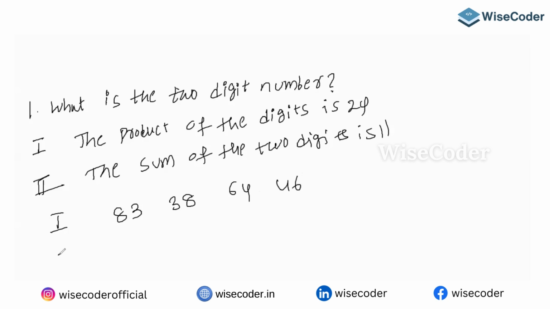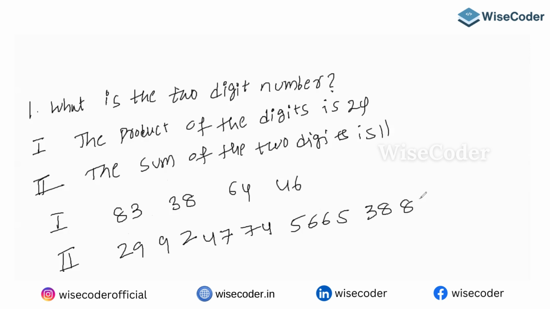Let's go to statement 2. The sum of the digits is 11. Okay, the sum of the digits is what, guys? 11. If the sum is 11, you will get so many numbers: 29, 92, 47, 74, 56, 65, 38, 83. The sum always gives you 11. Are you getting one unique answer?